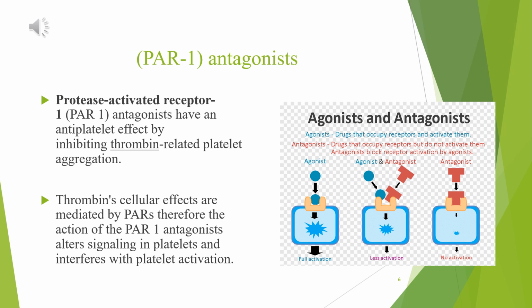So PAR1 antagonists, remember protease activated receptor antagonists, have an antiplatelet effect by inhibiting thrombin-related platelet aggregation. Thrombin cellular effects are mediated by PARs. Therefore, the activation of a PAR1 antagonist is going to alter signaling in platelets and interfere with platelet activation.